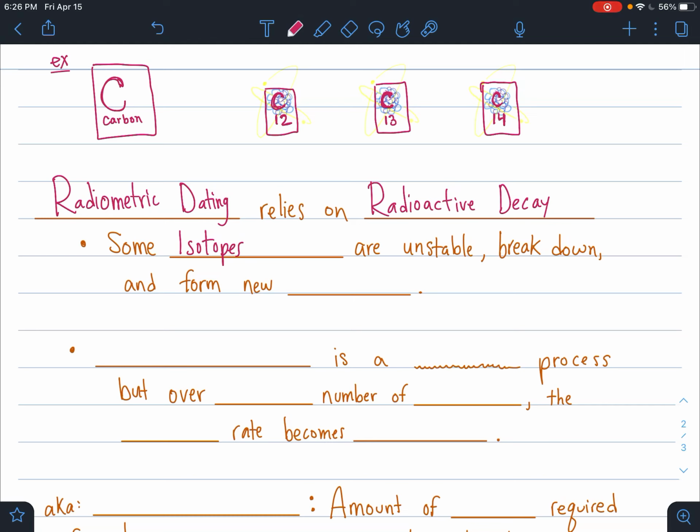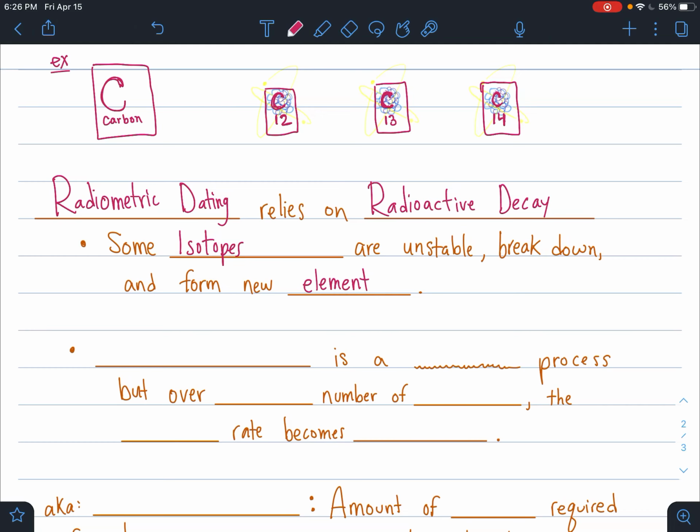Carbon 14 is unstable. It breaks down, and when it does break down, it loses some of those neutrons in the nucleus. It loses some of the stuff that makes that atom the atom, and when it does, it actually forms a new element, a whole new element. It's no longer carbon anymore when it goes through radioactive decay.